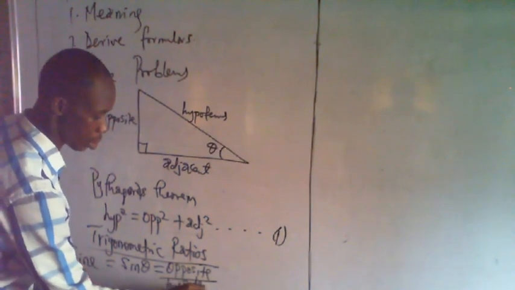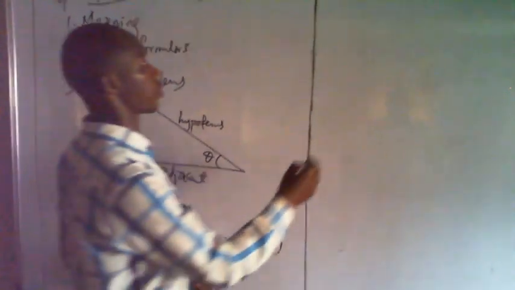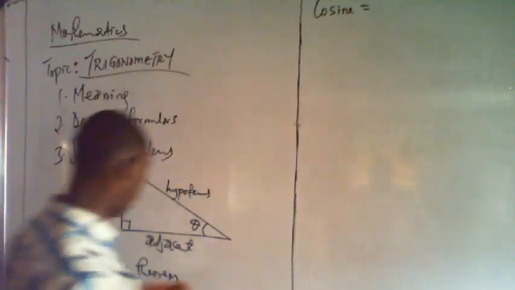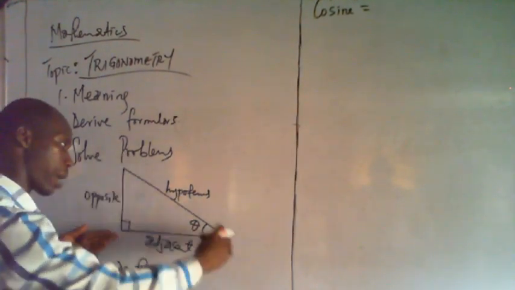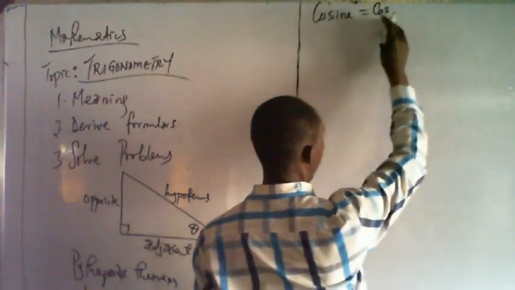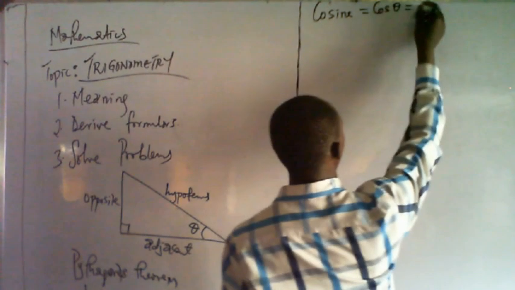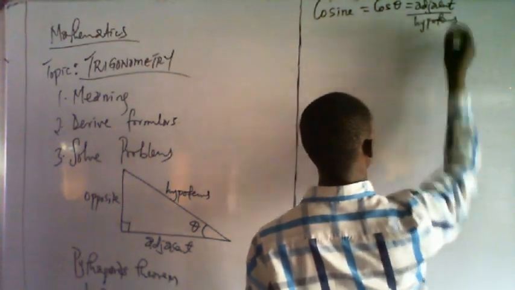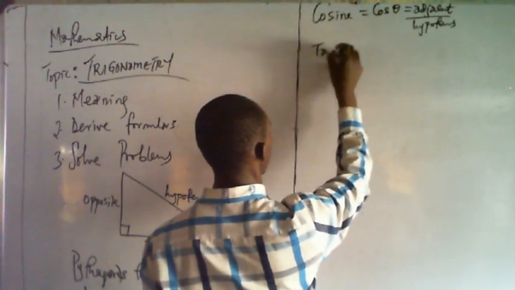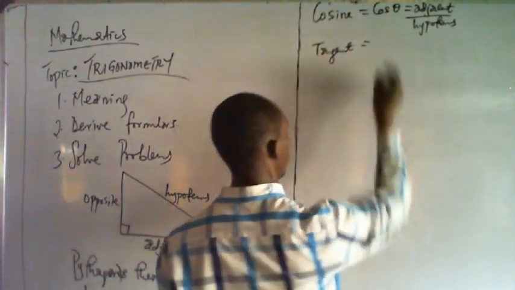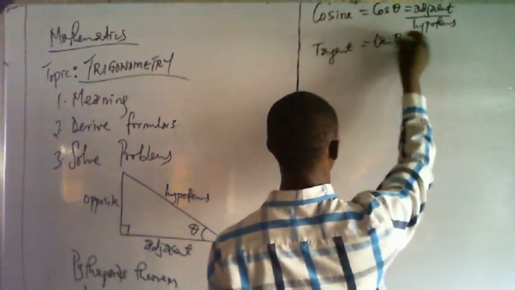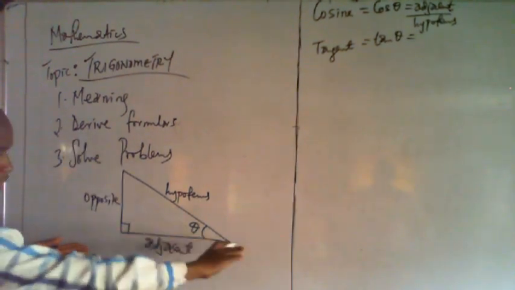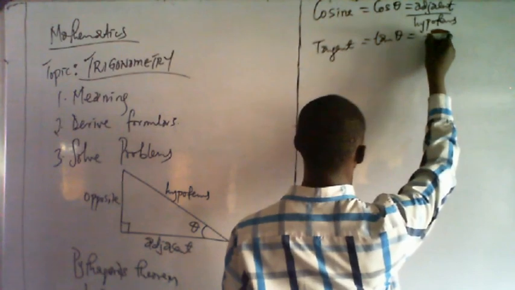And the second one is cosine. Cosine is expressed as adjacent over hypotenuse. And we write this as cos theta, is adjacent over hypotenuse. The third one is tangent. Tangent is given as tan theta, which is the opposite over the adjacent. When you compare opposite and adjacent, you make use of tan theta.